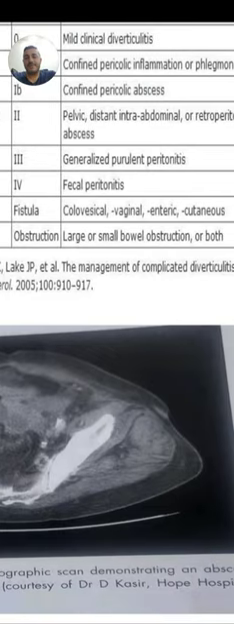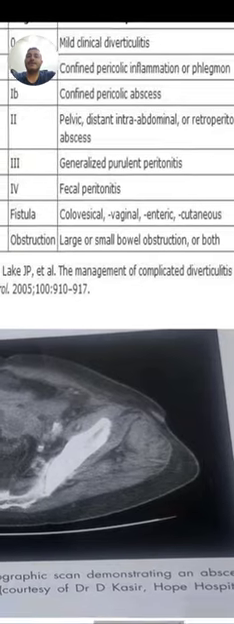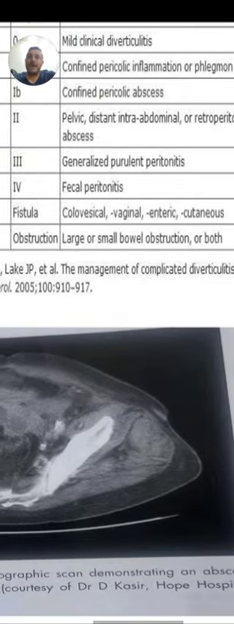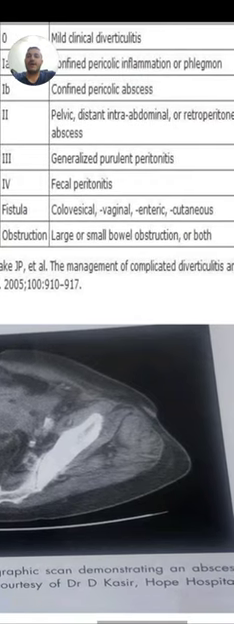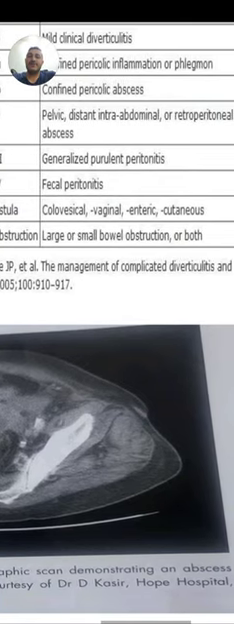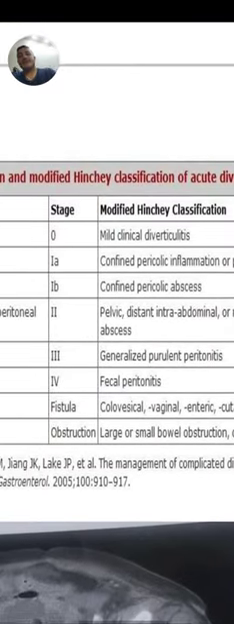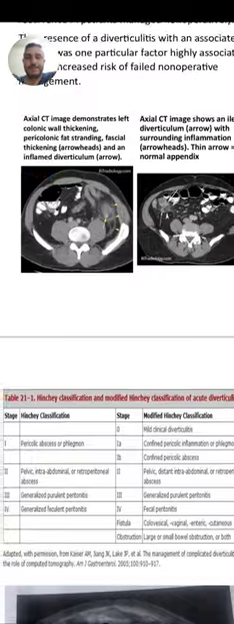Plus, by plus I mean that a fistula can be mentioned in Hinchey as fistula. These are colovesical, vaginal, enteric or cutaneous, and obstruction could also be found on CT.